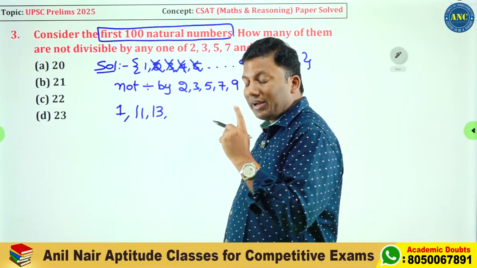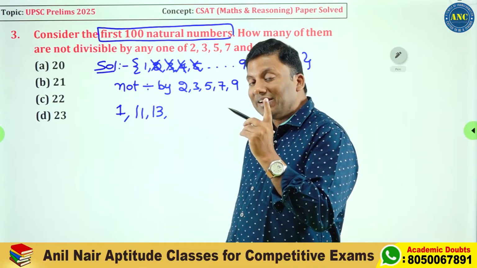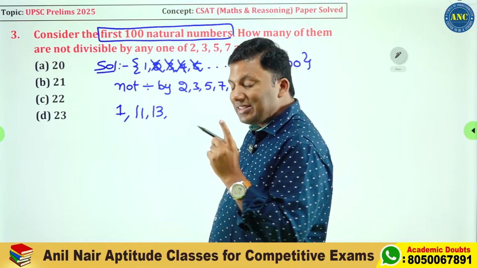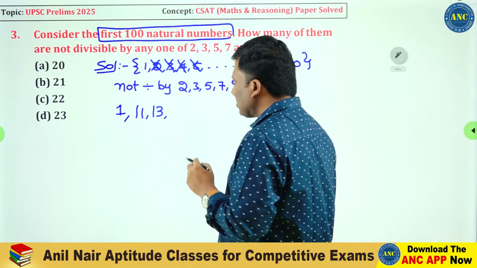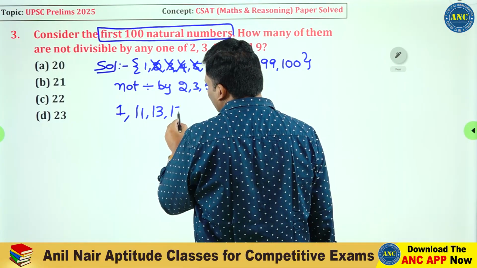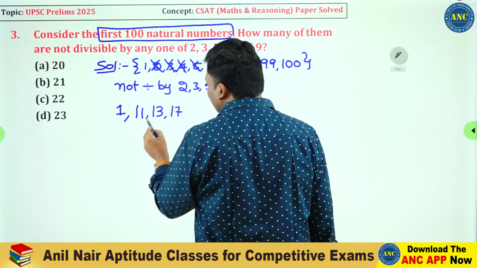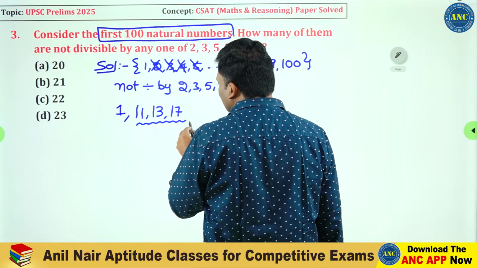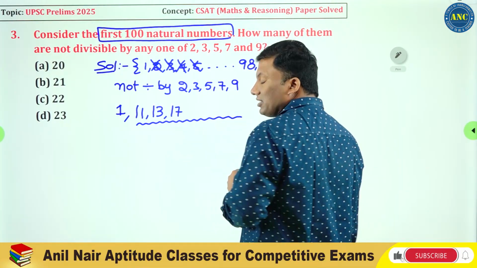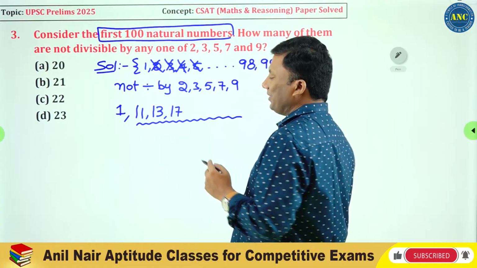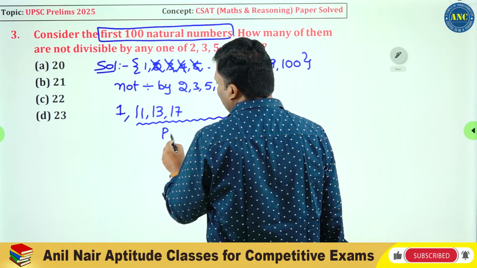14 is divisible by 2 and 7. 15 is divisible by 5 and 3. 16 is divisible by 2. 17 is not divisible. Now if you see 11, 13, 17, what are all these numbers? These are all prime numbers.